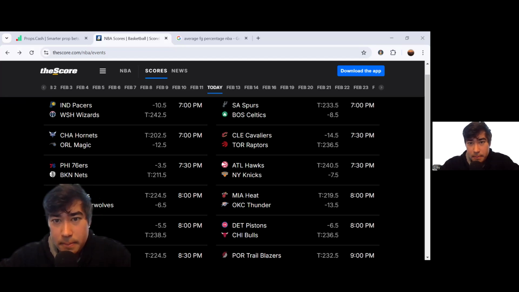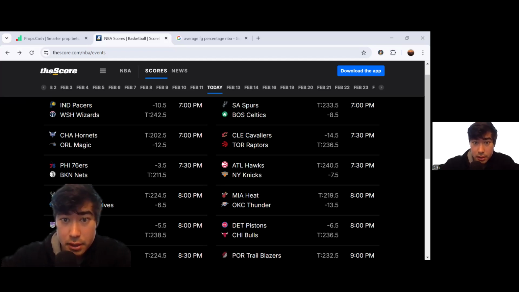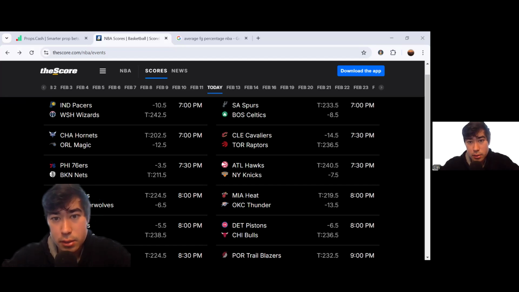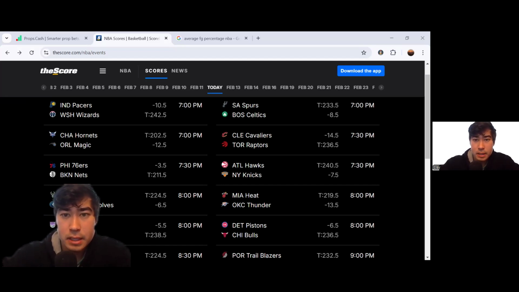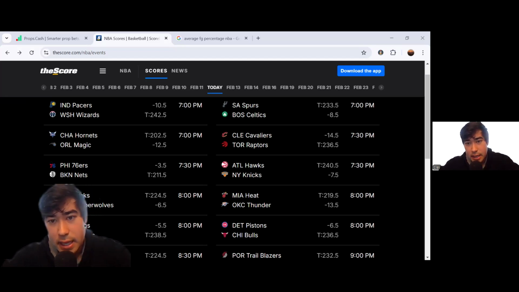So we want 5 free throw attempts plus 10 field goal attempts, and then their line's 13 and a half. This is a clear over. Now let's look at a clear under. So say they're getting 2 free throw attempts plus 7 field goal attempts. They're not shooting much recently. Their line's 13 and a half.